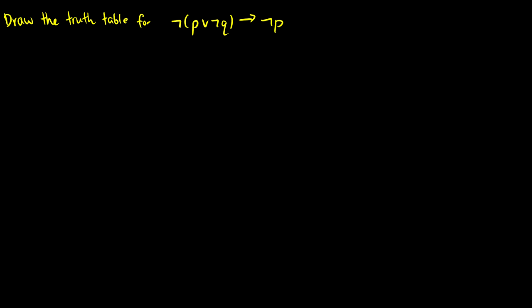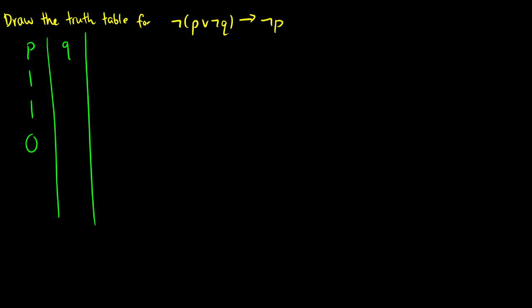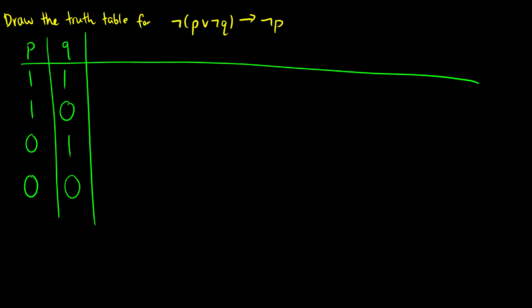Okay, so first one is P and Q. So we have P can be 1, 1, 0, 0. Q will be 1, 0, 1, 0. And I'll make a nice long line across the top. Okay, so first one we have is we have a not Q and a not P in there. So we'll do a column for not P. We'll do a column for not Q.